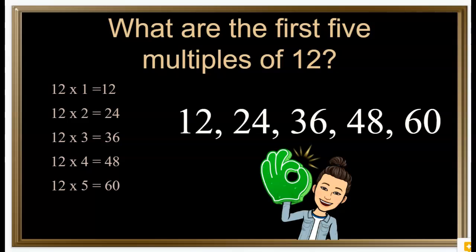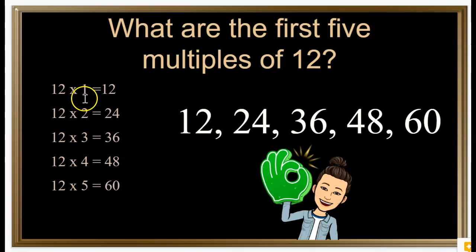Let's go on and check the next question. It is asking, what are the first 5 multiples of 12? Boys and girls, 12 is my given number. It is asking us to go up 5. So my counting number will stop at 5.